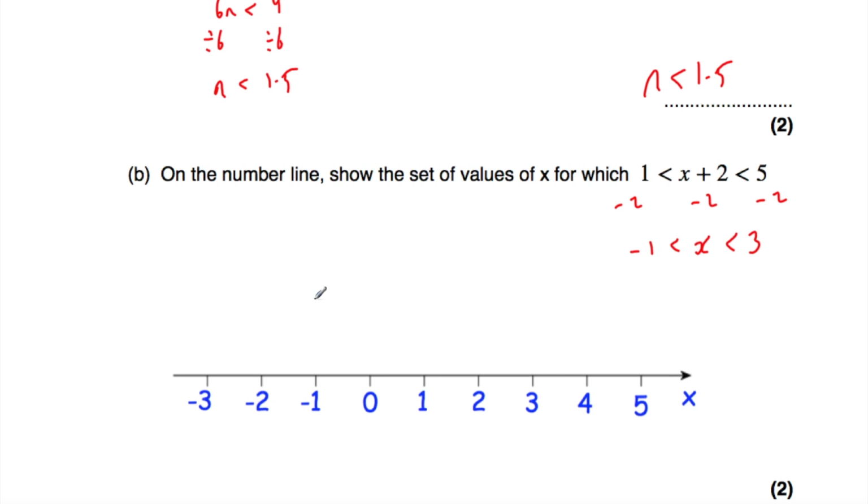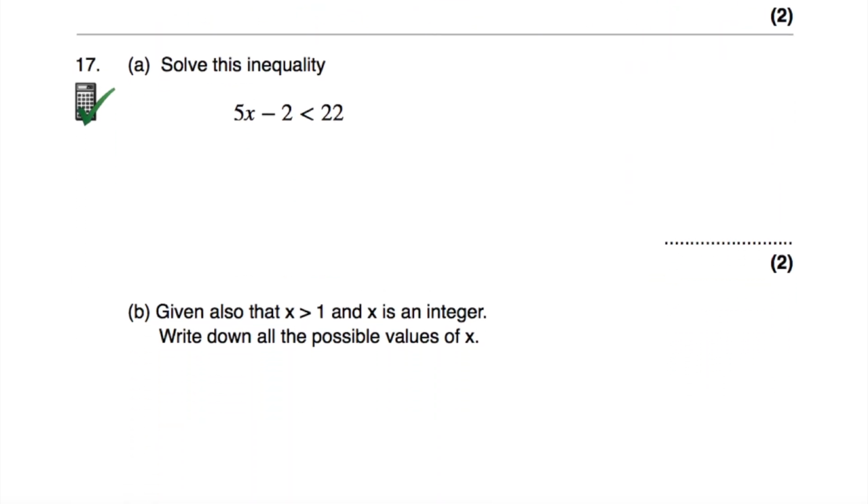So let's put hollow circles at negative 1 and 3, and let's join them up. And that's it. So x is greater than negative 1, but less than 3. And we haven't shaded them in, they're hollow circles, because we've got x is greater than negative 1 and less than 3. Okay, let's have a look at our next question, question number 17.